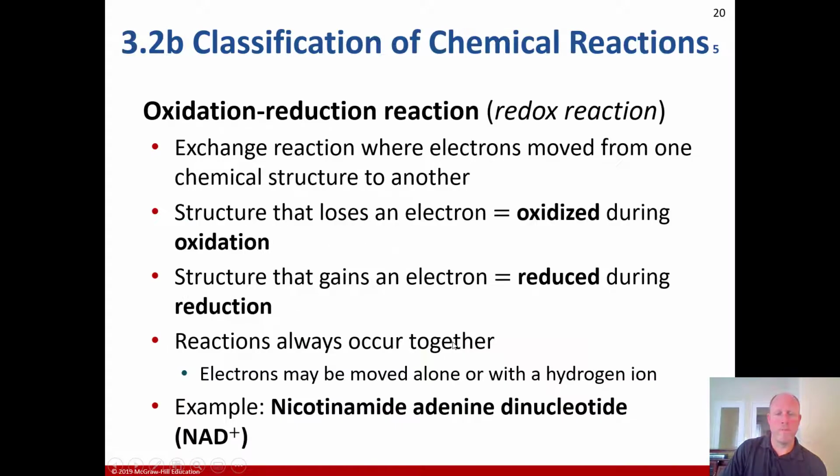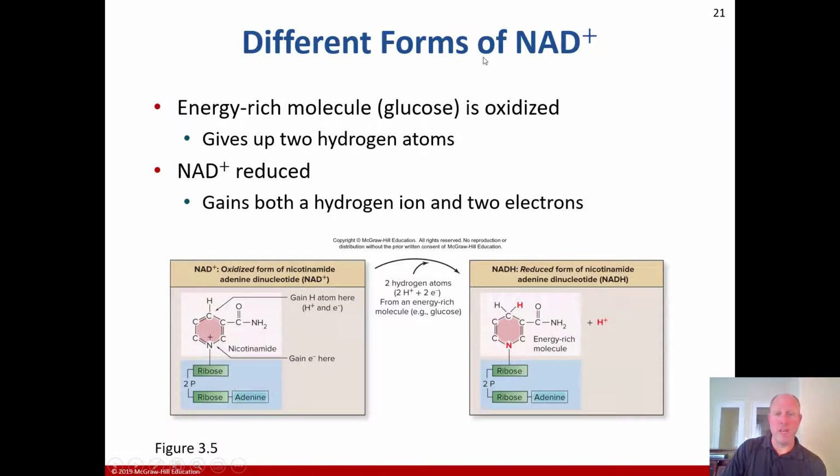In an oxidation reduction reaction, or a redox reaction, there's an exchange reaction where electrons are moved from one chemical structure to another. Okay, we've been talking about this all along. A structure that loses an electron is oxidized during the oxidation process, so to speak, and then a structure that gains an electron is reduced during reduction. Reactions always occur together. Electrons may be moved alone or with a hydrogen ion, and nicotinamide adenine dinucleotide, or NAD+, is an example. So here we have an NAD+.